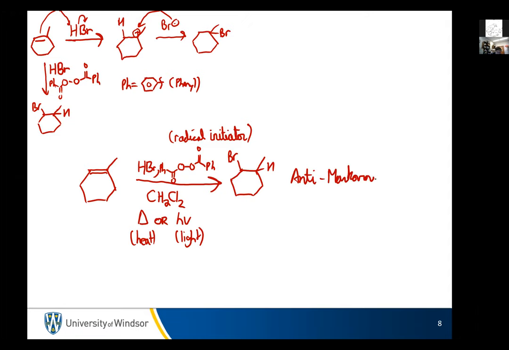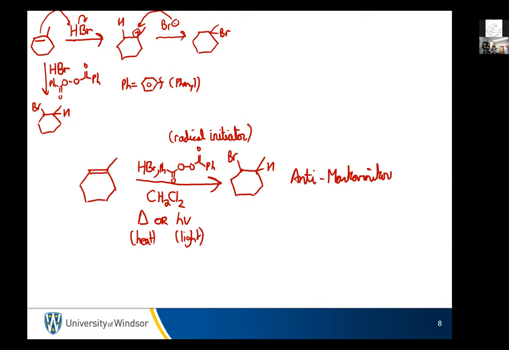You get the anti-Markovnikov. Of course, this works with HCl. This works with HI. It works with any of the halogens. Doesn't work with HF. I'm not going to test you on that. You don't need to remember that. And that's because fluorine is a stupid atom. It works with like ICl. You invert all the selectivity.